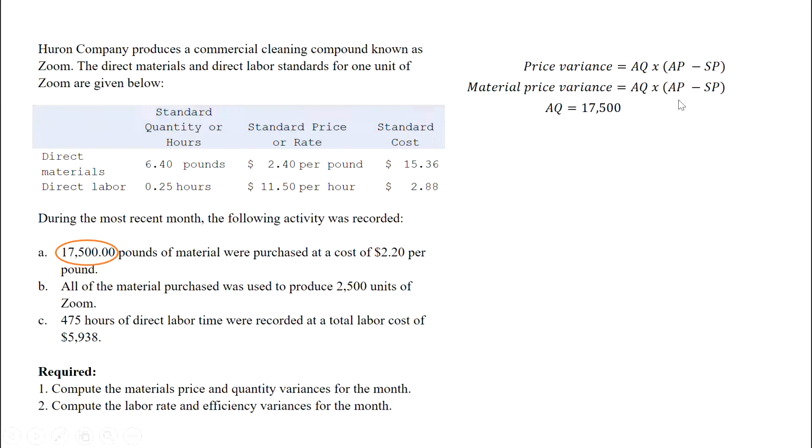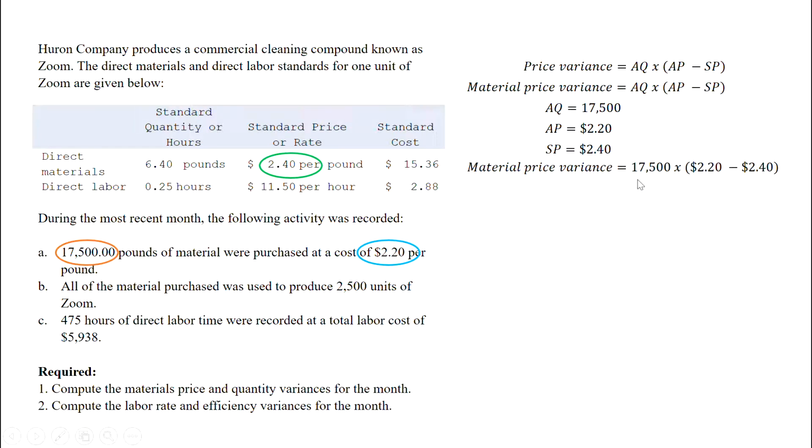The next thing that we're going to go after is the actual price per unit, not the total material cost in a finished unit, but what is the price per pound in this situation of material that we purchased. The actual price per pound is $2.20. The next thing we need to look at is what was our standard price? What do we think that we were going to pay per pound of material? We look up here, and that's $2.40 per pound. Now that we've isolated all 3 of our variables, it's fairly easy to execute this equation.